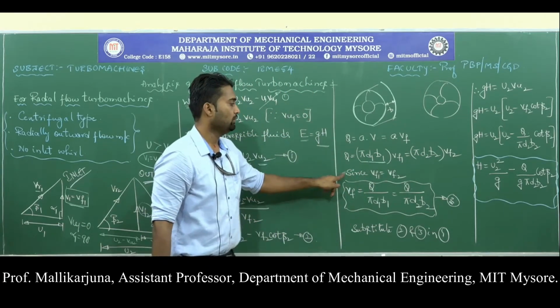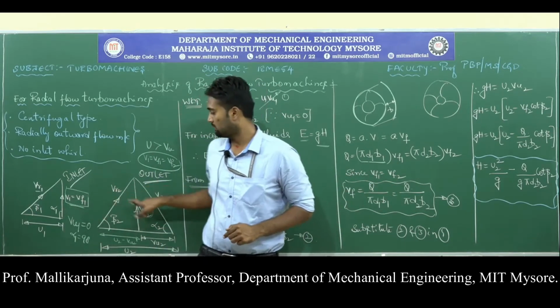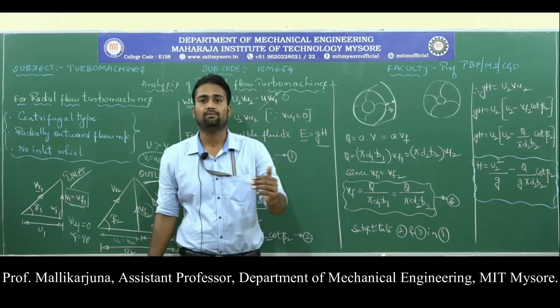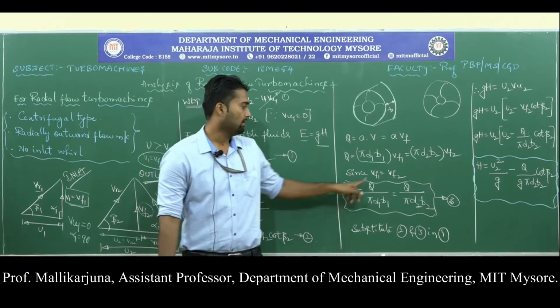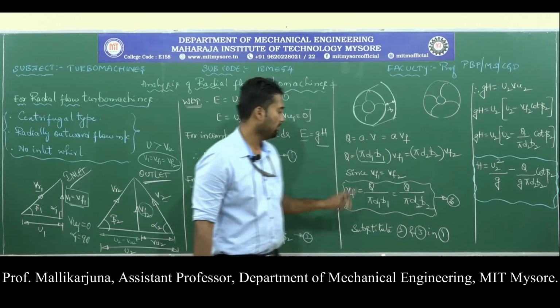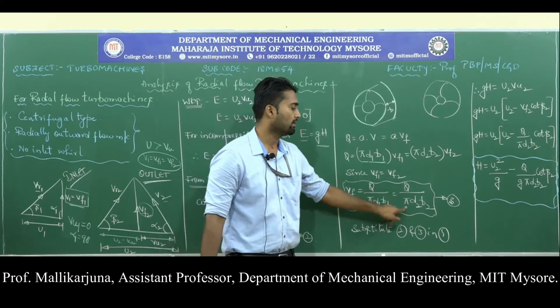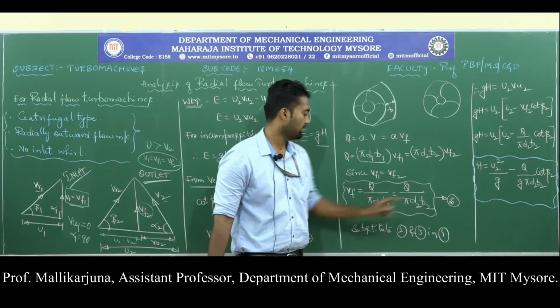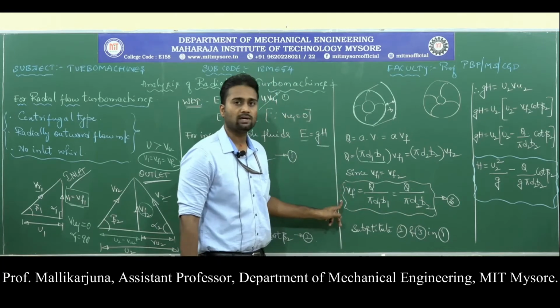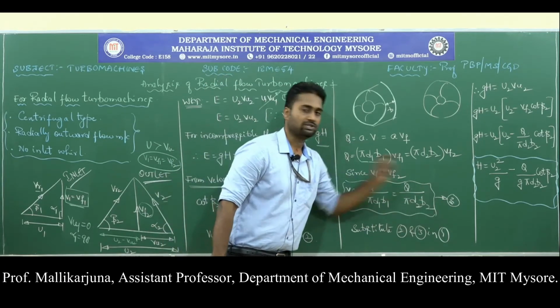Now we know Vf1 is equal to Vf2 from the velocity triangles. Flow velocity at inlet will be equal to flow velocity at outlet. Because of that, if I solve this equation for either Vf1 or Vf2, Vf becomes Q divided by pi d1 b1, which is equal to Q divided by pi d2 b2. Now I have got the value of Vf, which is nothing but flow velocity. I will call this equation number 3.